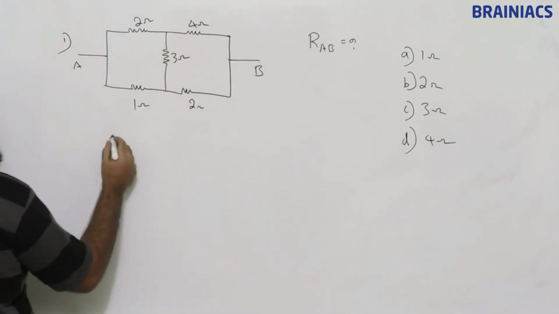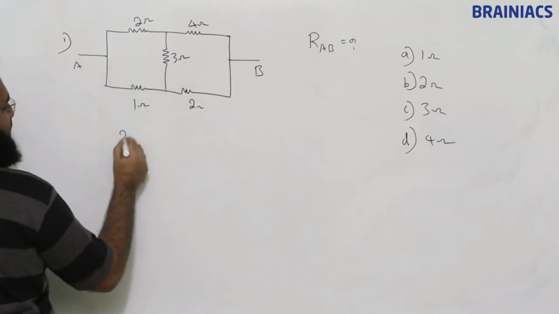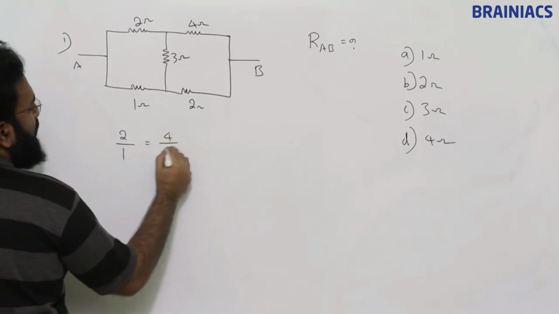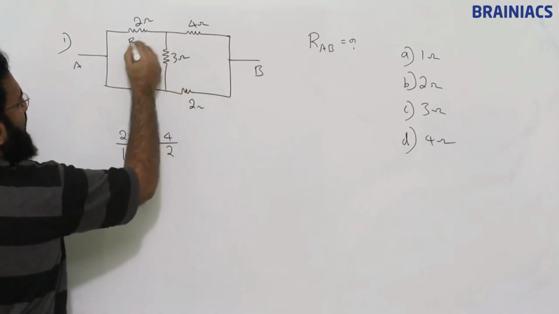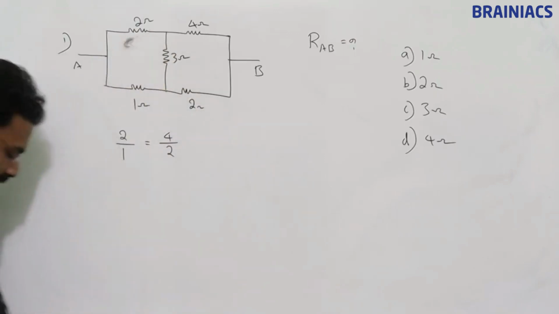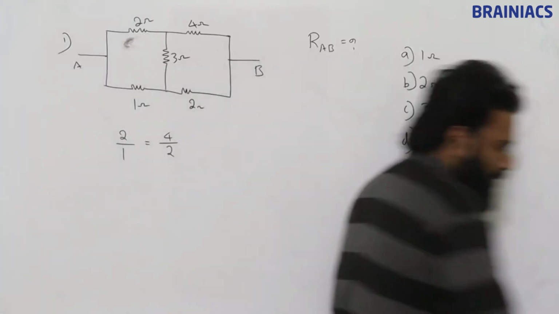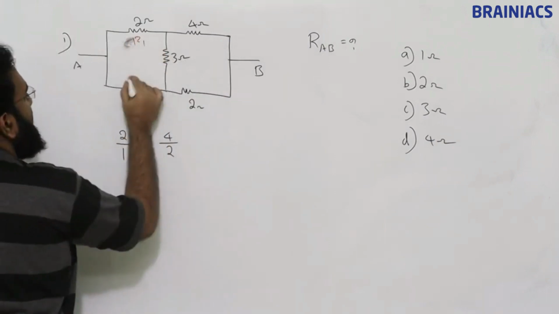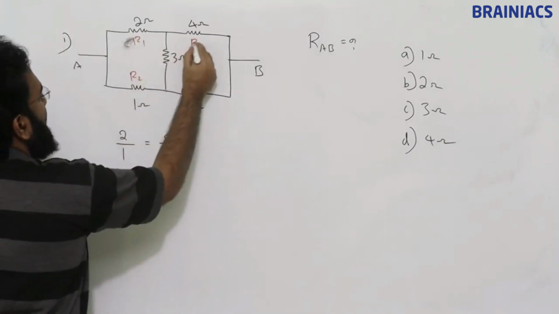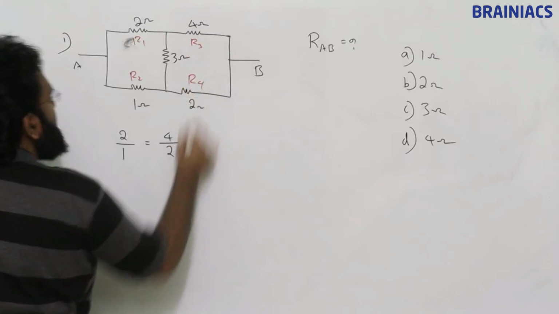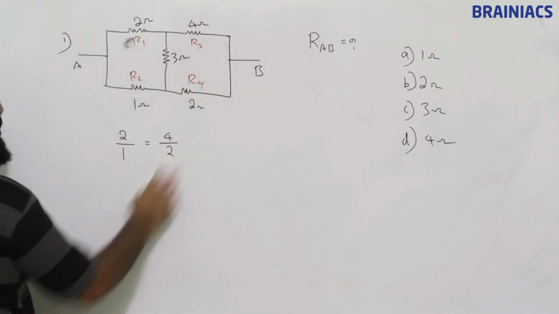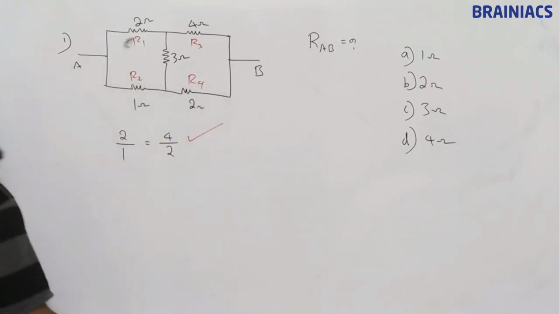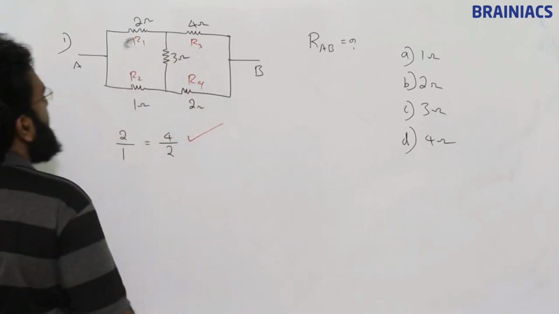So check whether this is balanced. 2 by 1 is equal to 4 by 2. Just consider this as R1, R2, R3, R4. Consider like that. 2 by 1 is equal to 4 by 2. This is also correct. They are equal. So no need to consider this 3 ohm.